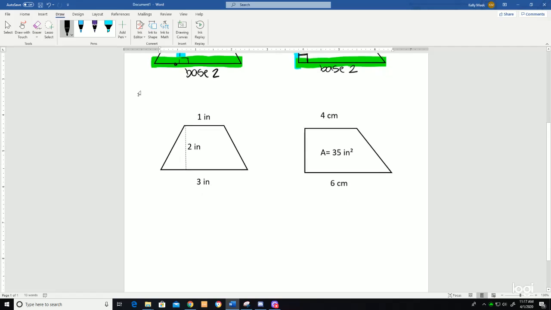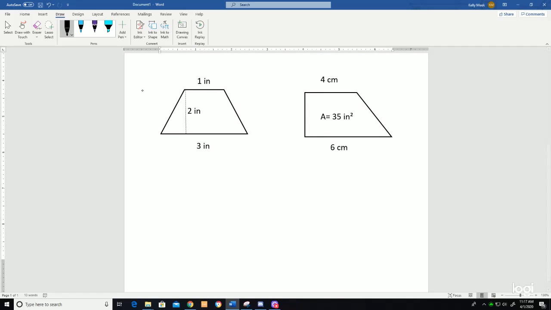So I have a couple of examples here. The first one is pretty straightforward. They gave us all of our bases, so it's really a good habit to label all of the numbers that they gave you. So for example, I know that this is going to be base 1, this one is going to be base 2.